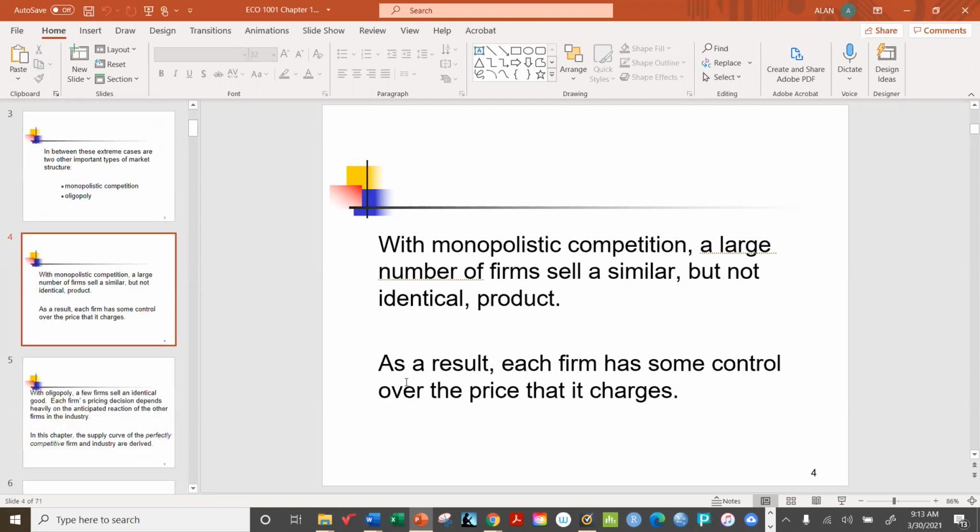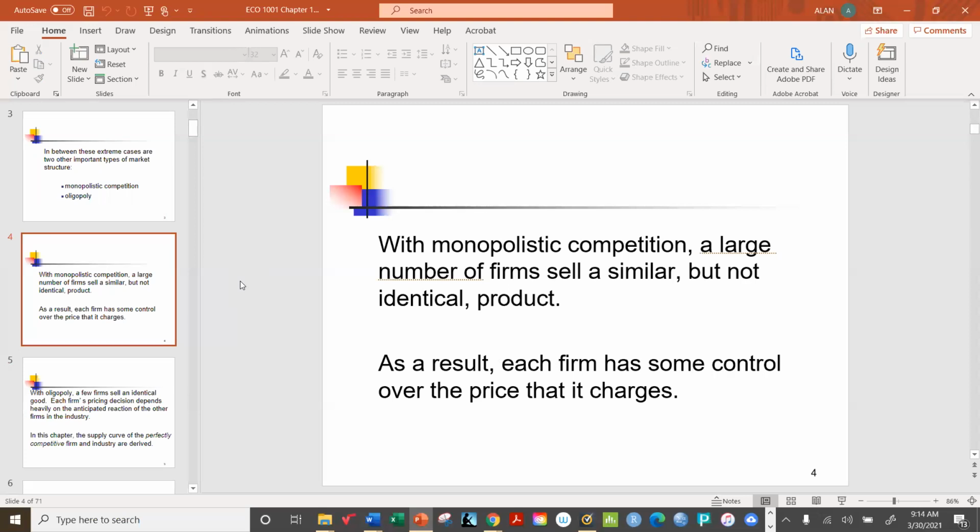All right. Now with the monopolistically competitive firms, there's a large number of firms, they're selling a similar but not identical product. So in other words, that's the key word right there. Similar, but not identical. So the classic example of this would be fast food. Like think about McDonald's and Wendy's and Burger Kings and all the rest of them. They all have very similar products. But as you know, they're not absolutely identical to each other.